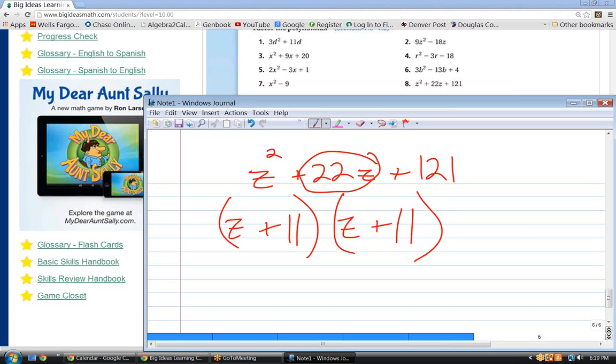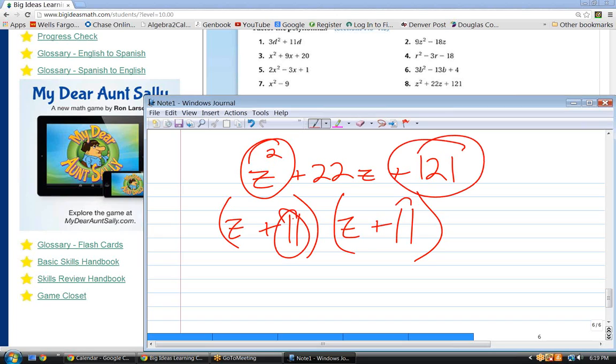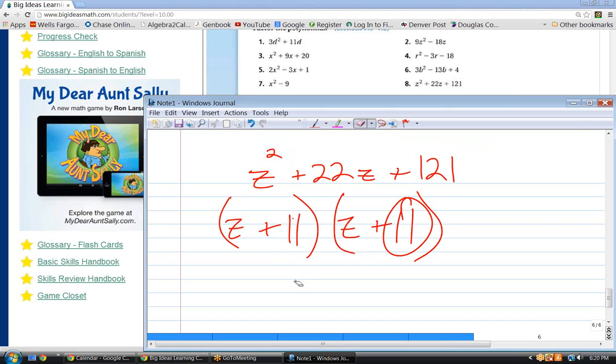Notice that the only term I ever check is the middle term. It's because I don't need to check the others. I got my Z and Z from this, so I know it's correct. And I looked for factors of 121, so I know 11 and 11 are correct. The only term I ever need to check is that middle term. And that's the one that people miss the most.